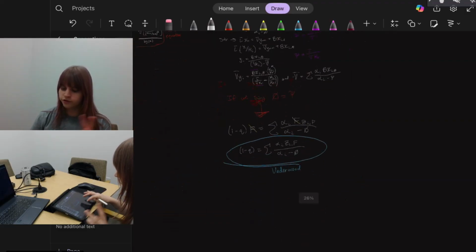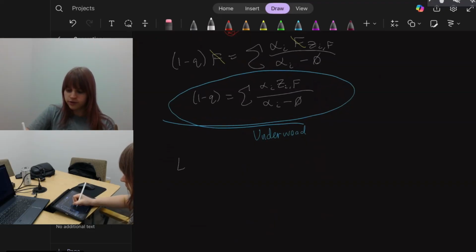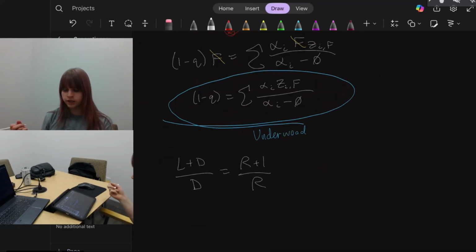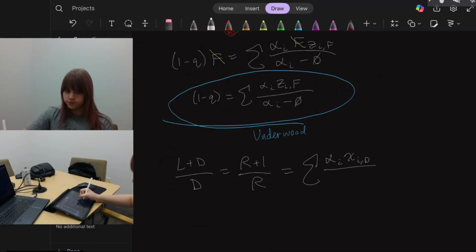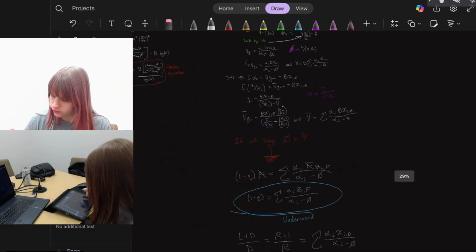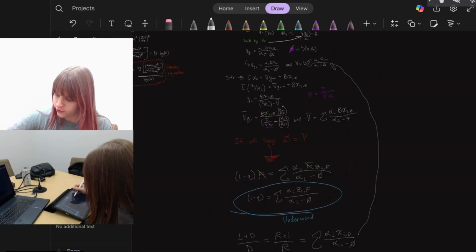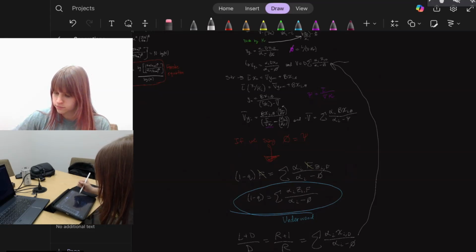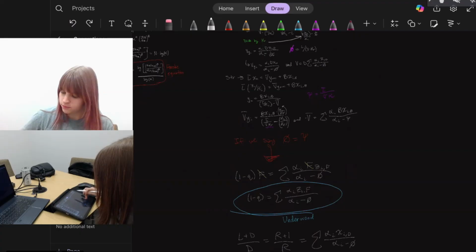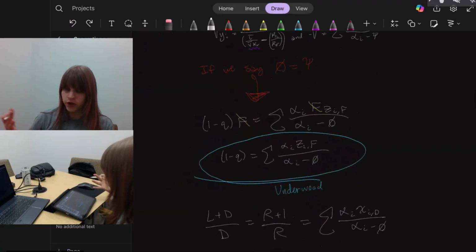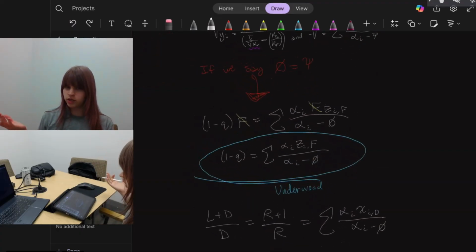So the Q is our feed quality. We know L plus D divided by D is equal to R plus 1 divided by R, R being the reflux ratio. And so that is also equal to this, which we have up here. But basically, this is going to help us to figure out what R min we need.